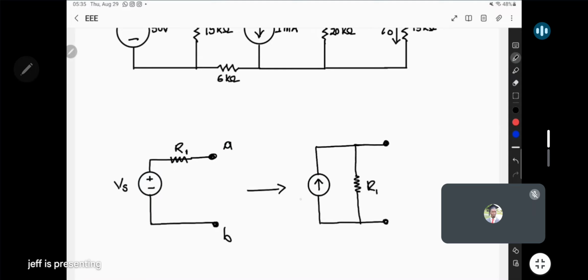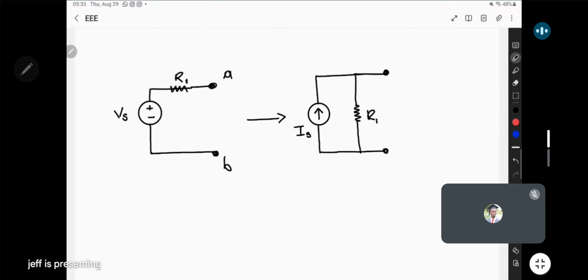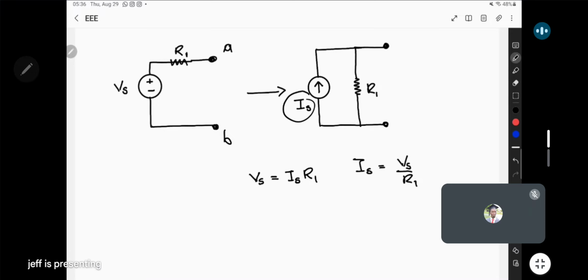But what will be the current source that will now be here, IS? These will be connected by Ohm's law. VS will be equal to IS multiplying R1. So if we wanted to find IS here, easy. IS will be equal to VS over R1. So that is how it goes.